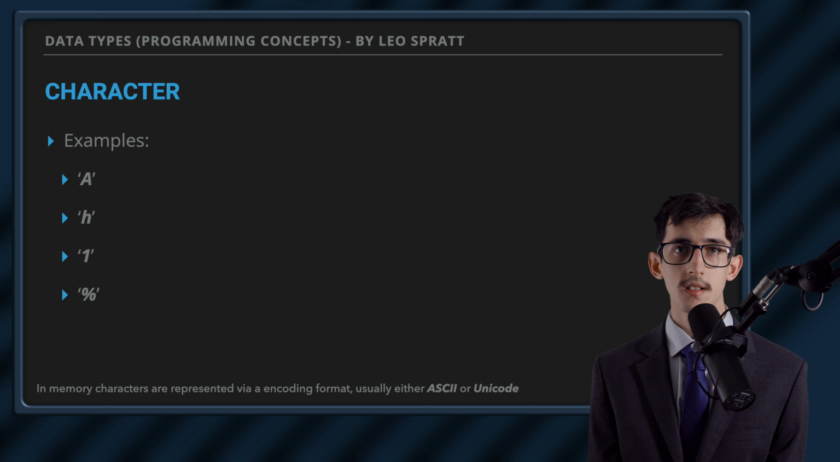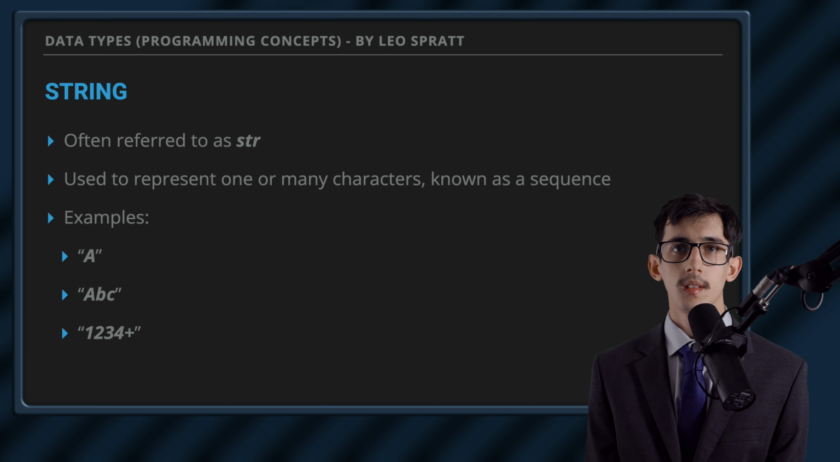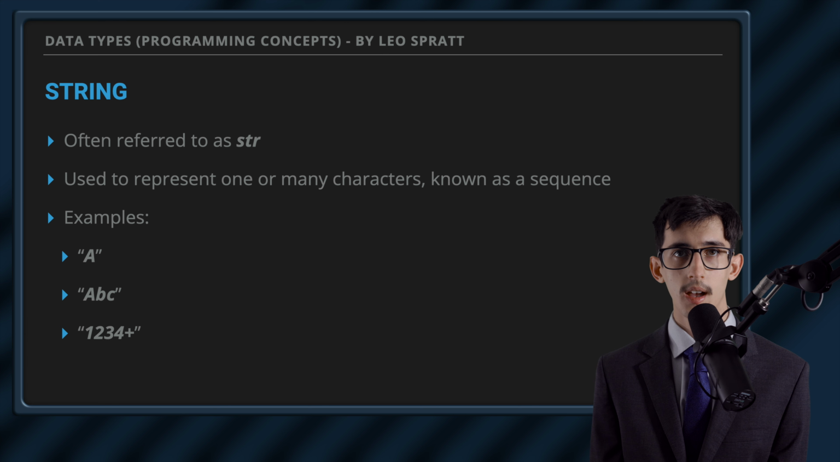In computer programs, characters are stored and represented in something called an encoding format. Generally, one of two different standards is used, either ASCII or Unicode. Following on from the character type, the string type, also known as str, is used to represent one or many characters, also known as a sequence. Here's some examples. Capital A, lowercase b, c, 1, 2, 3, 4, plus. Notice this time we've wrapped them in double quotes. Like before, this is how we represent them in code. However, this time we're indicating that they are strings.